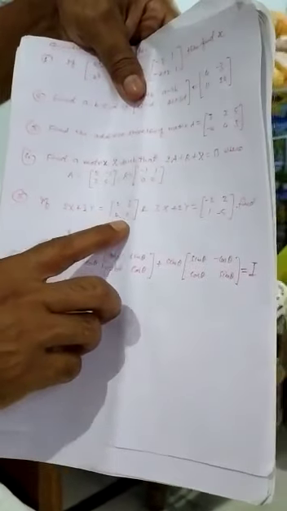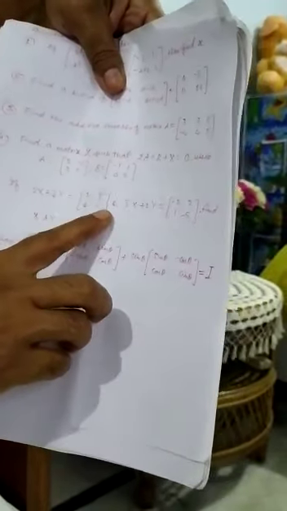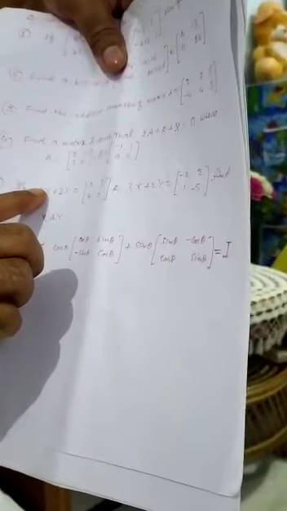The next question, number 5: if 2x plus 3y equals this 2 cross 2 matrix and 3x plus 2y equals this matrix, find x and y. It is simple. We solve them like linear equations in two variables, using either the substitution method or the elimination method. We find the values of capital X and capital Y, where capital X and capital Y are matrices.